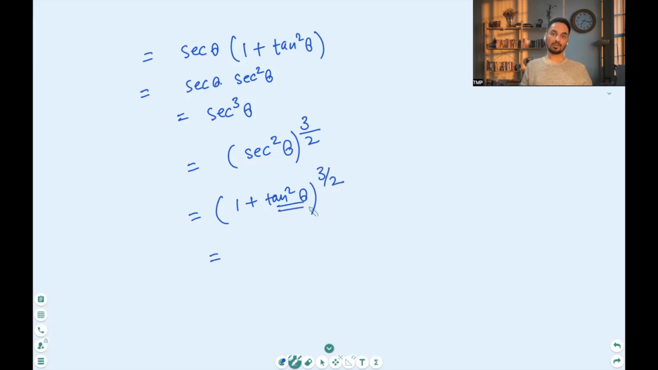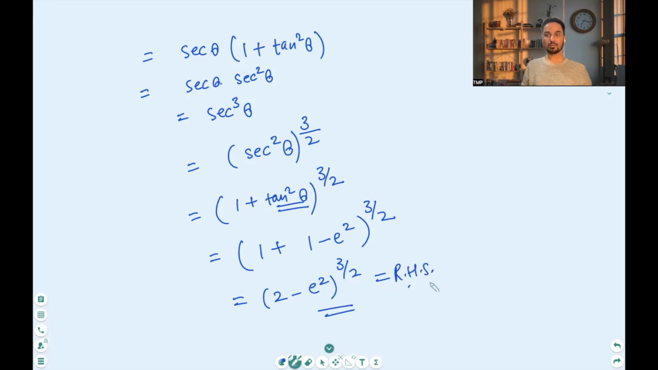And we are given the value of tan squared. So (1 plus 1 minus e squared) raised to the power 3 over 2, which is the same as (2 minus e squared) raised to the power 3 over 2. And this is what we wanted to prove.